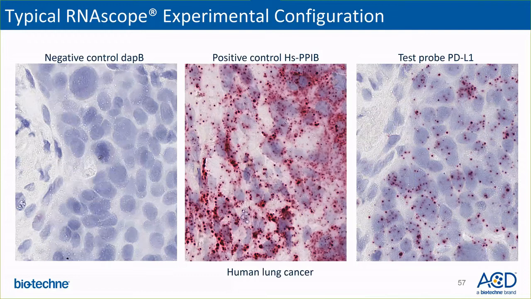The controls show us that the RNA quality is good throughout the tissue sample and that there is little to no background staining, and hence we can be confident that the localized pattern of expression we observe for PDL1 is in fact an expected pattern.